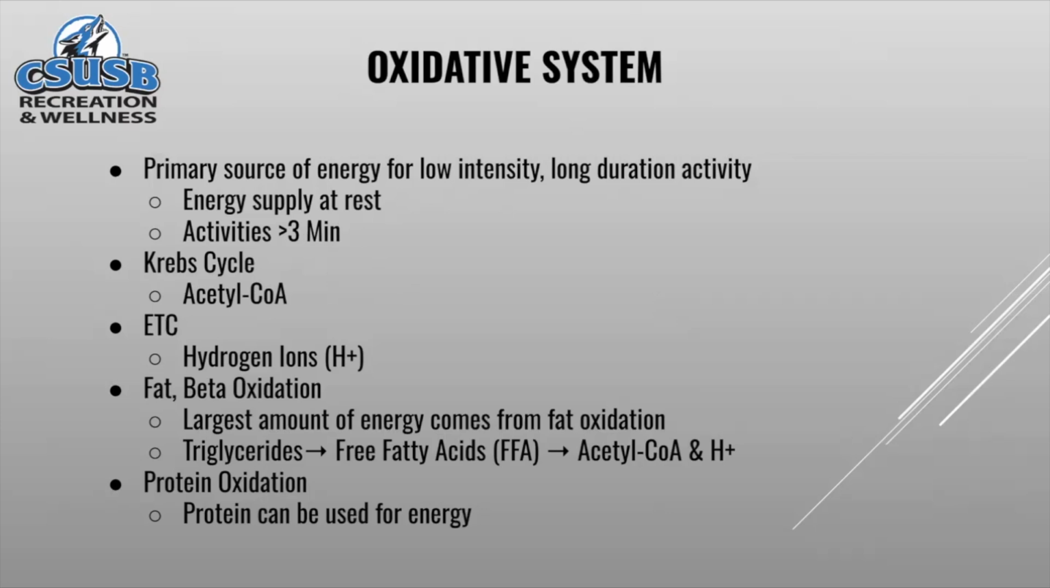Most of our energy at rest, when we're not doing too many things, will come from this fat oxidation. So triglycerides will become free fatty acids, which can become acetyl-CoA and hydrogen ions, which will enter into the Krebs cycle and the electron transport chain. And this will produce a large amount of energy. It's not as quick as using glucose, sugars, carbohydrates, but it produces an immense amount of energy that is required for us to sustain our maintenance energy requirements throughout the day. On top of that, protein can be used as well, but since protein is a structural compound, we want to be using that for repair.